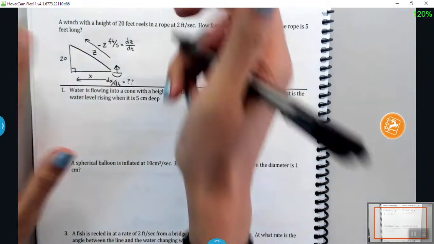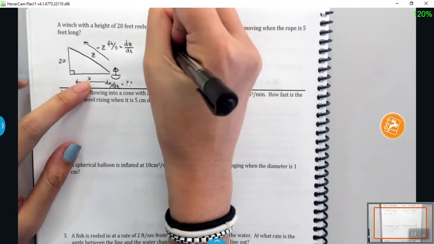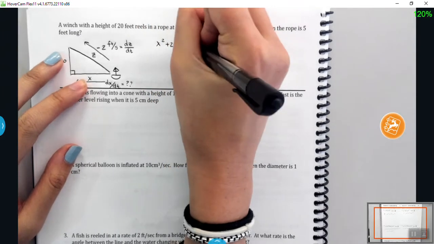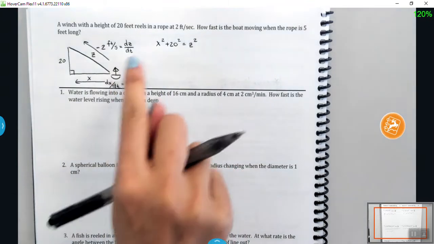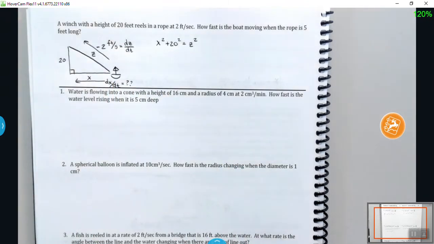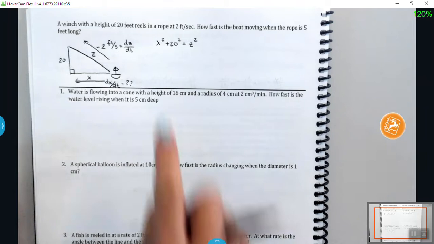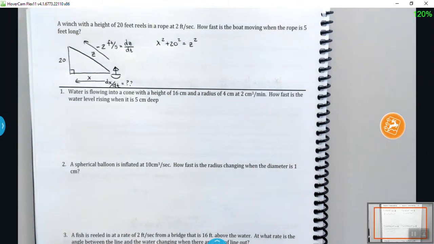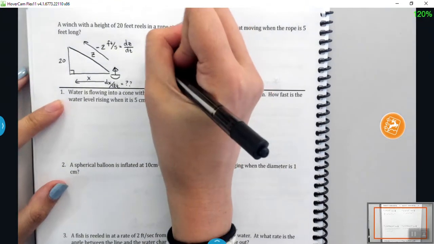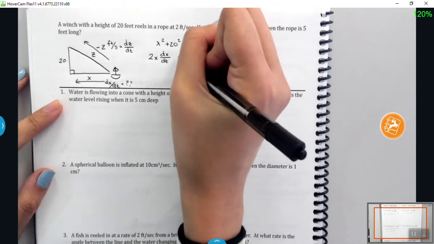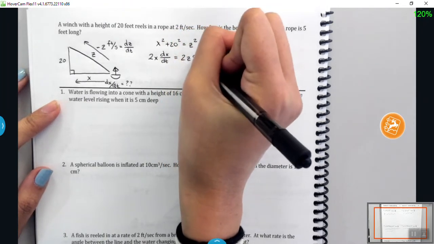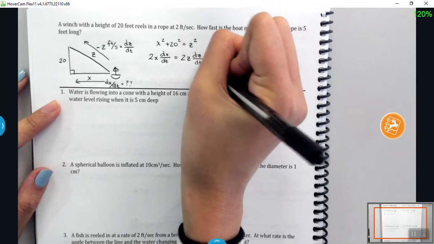Okay, we set up an equation. x squared plus 20 squared equals z squared, right? And so my equation only has x and z in it, which is good because those are the only rates that I know. You should not have an equation with any variables of rates that you don't know. So this is 2x dx/dt, that's 0, equals 2z dz/dt.